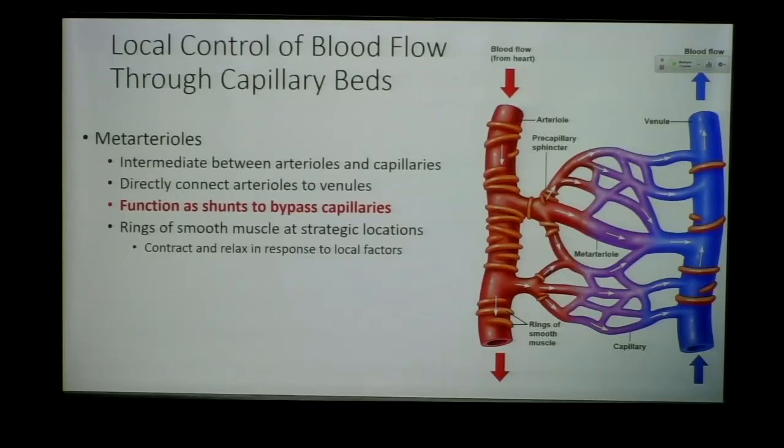Meta-arterioles are an intermediate vessel in between the capillary and the arterioles. They basically provide a bypass that shunts blood from the arteriole directly to the venule. So there are times where we need to bypass the capillary bed, and this is done via the meta-arteriole. It directly connects the arteriole on one end to the venule on the other end.